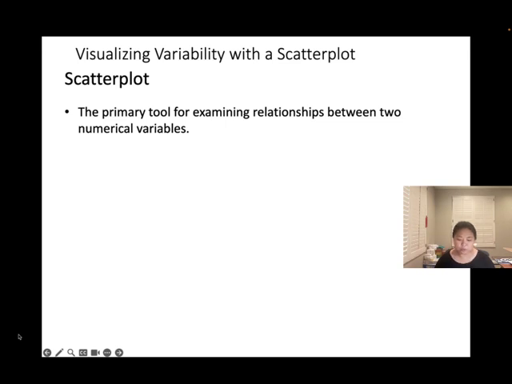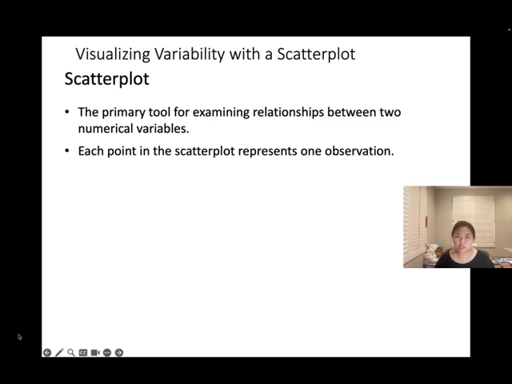For example, if we want to study the relationship between the size of a house and its selling price, this is a question about the relationship between two variables. These two variables are the size of the house and the selling price, and both of them are numerical. So we want to use the scatterplot to see if they do have a relationship or not.